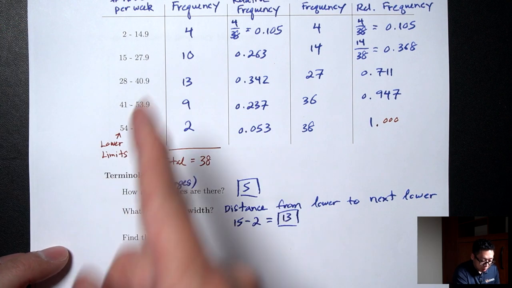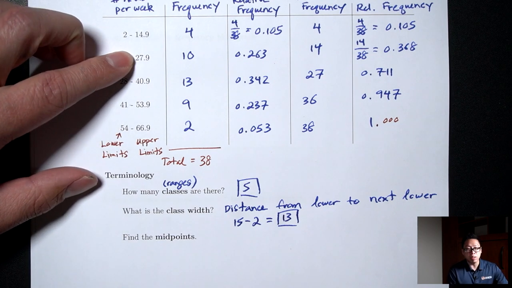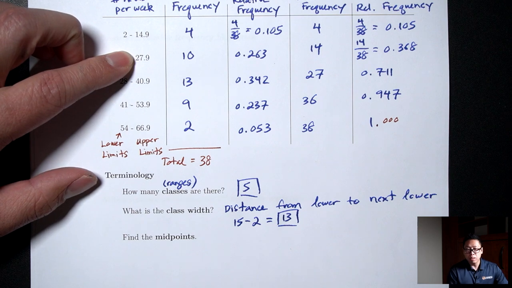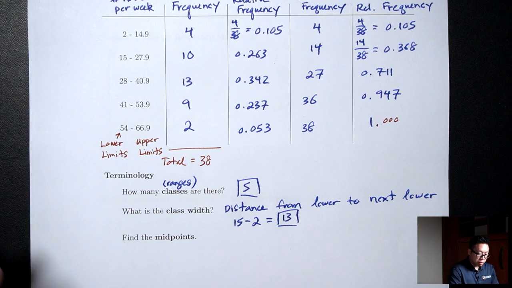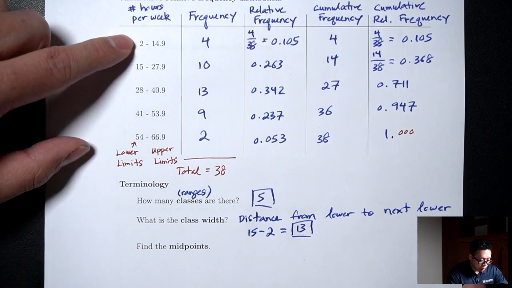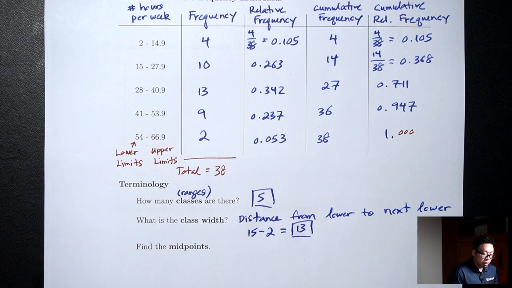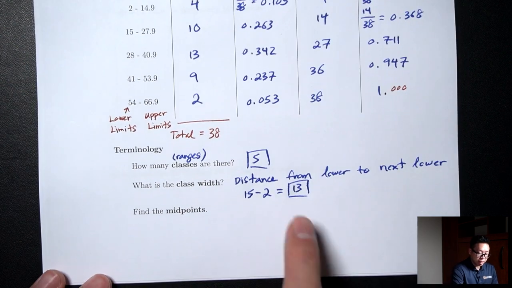You can actually also do it with the uppers. So if I take any of the uppers, say 40.9, subtract 27.9, the previous upper, also 13. So the 13 is really telling me that in this table, the lowers are going up by 13, the uppers are going up by 13. So everything in my table is going up by the same amount, and that's the class width.